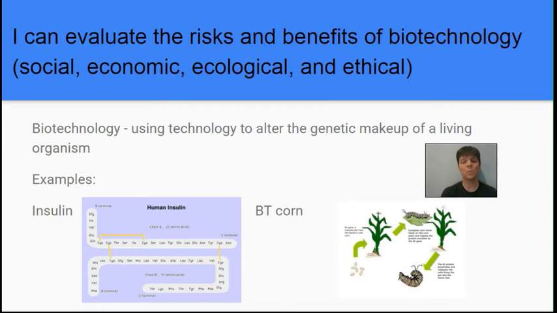So you would say that there's a benefit to the farmer here. Potentially there's a social benefit because the farmers would not need to use as many herbicides or pesticides on their fields, but there is a potential negative ecological impact that there are other insect species which are going to be negatively impacted by this corn, which produces a toxin that is deadly to insects.